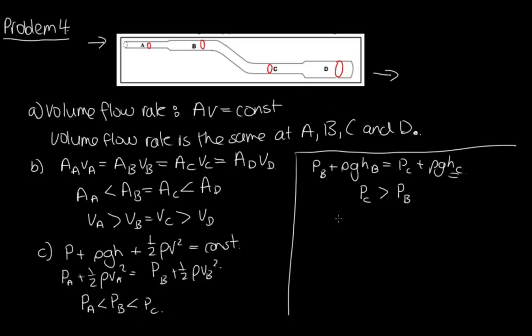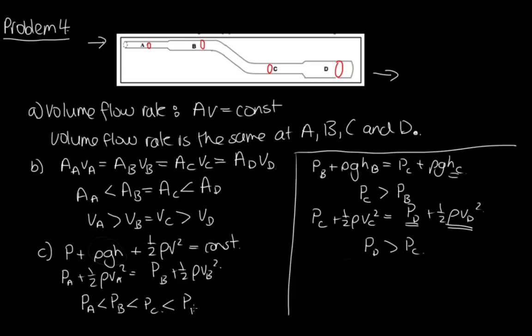So let's now compare C and D. C and D are at the same height, so this term doesn't play a role. It's just the velocity terms that will. So we know that the pressure at C plus a half rho VC squared is equal to the pressure at D plus a half rho VD squared. And the velocity at D is smaller, so this is smaller, and so the pressure at D has to be larger to compensate for that difference. So the pressure at D is greater than the pressure at C. So we can add this to this expression over here as well, and so we've got the pressure at D is the greatest pressure. So D has the largest pressure, followed by C, B, and A.